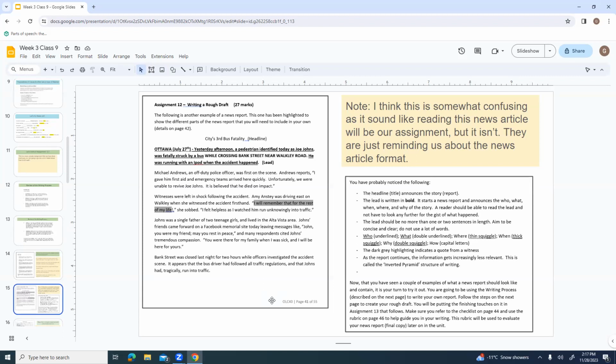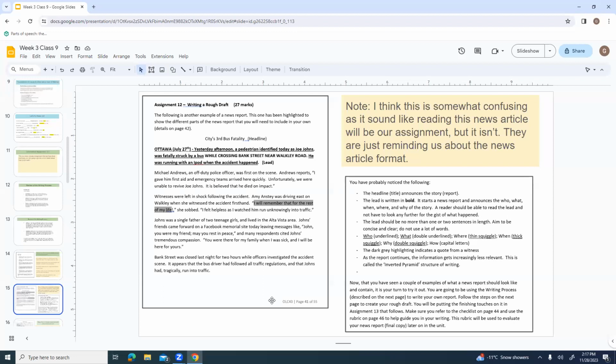Ottawa, July 27th. Yesterday afternoon, a pedestrian identified today as Joe Jones was fatally struck by a bus while crossing Bank Street near Walkley Road. He was running with an iPod when the accident happened. That's our lead, right? The lead should always have all 5 W's plus the H.